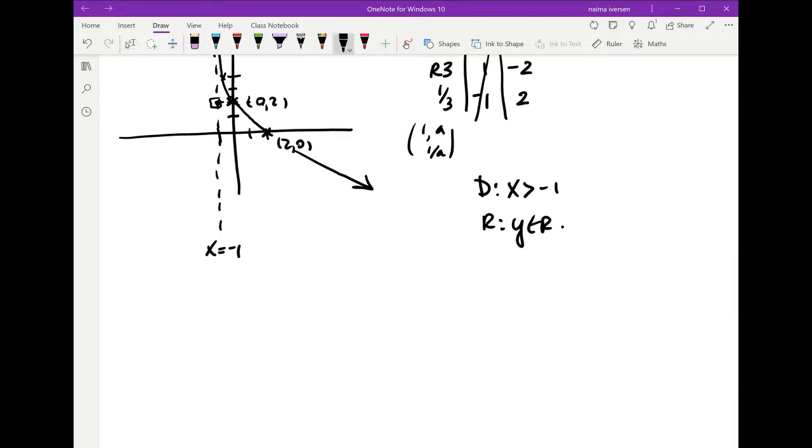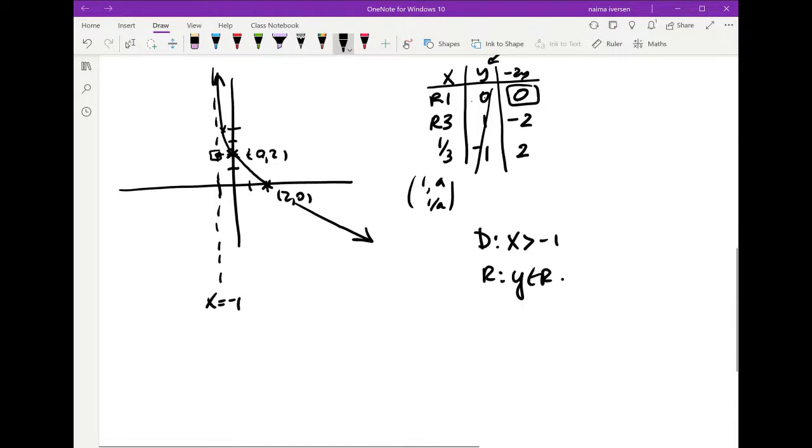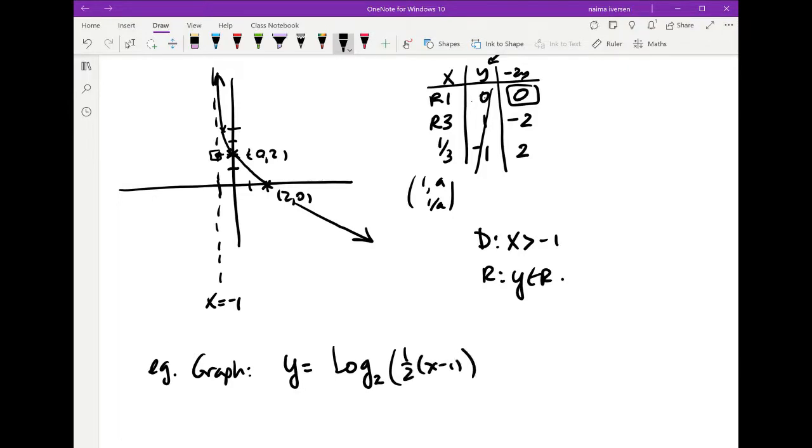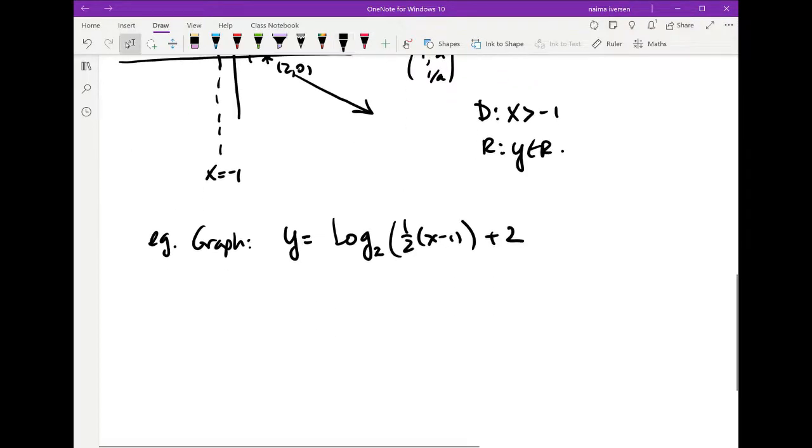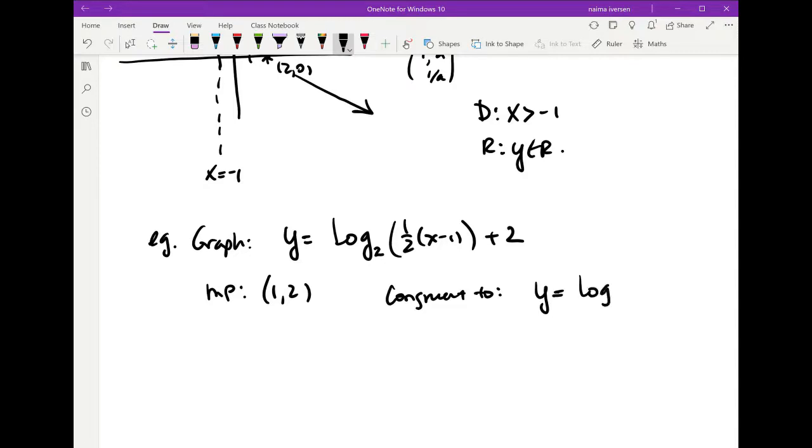Okay, two more things. One more for here. What if I wanted to graph y equals, let's do just log base 2 of (1/2 x minus 1), and then plus 2 or something like that. So my main point would again be (1, 2). I'm going to be congruent to y equals log base 2 of 1/2 x.